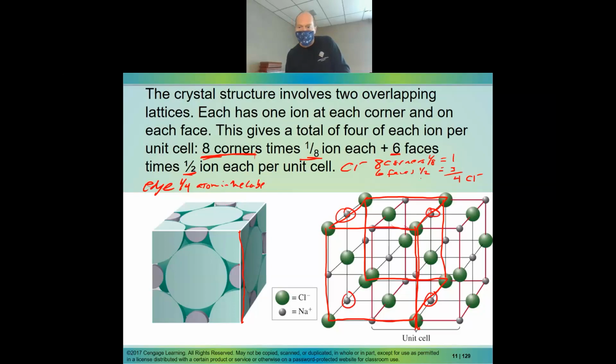And then you have 4 in the back. So you have 4 here in the back: 1, 2, 3, and 4. So you have your 4 in the back. All right. So there's 12 total edges on a cube. And so you have your 12 times your 1/4. That is 3 of your Na plus ions inside of the cube.